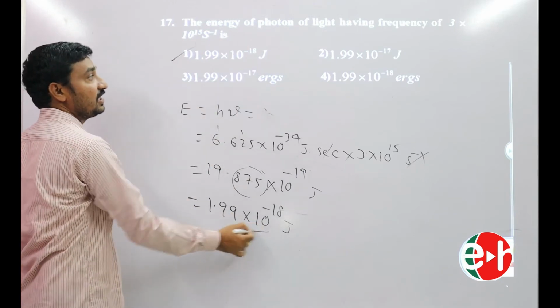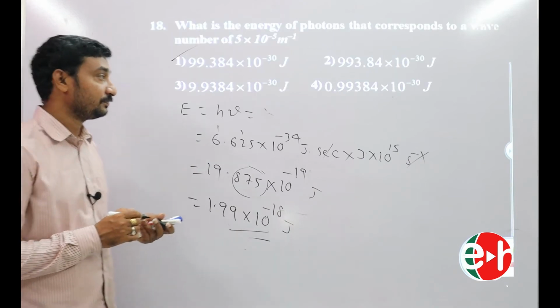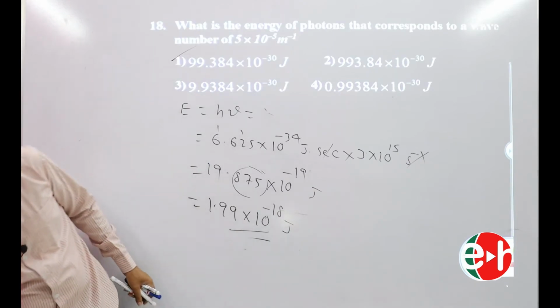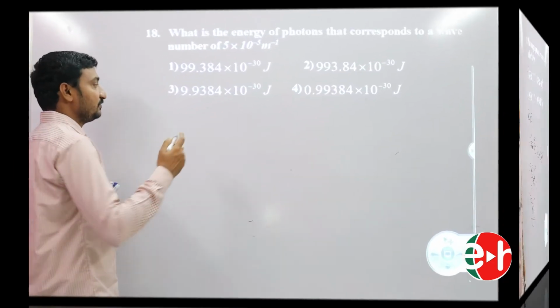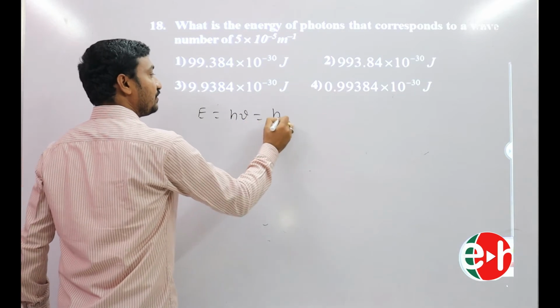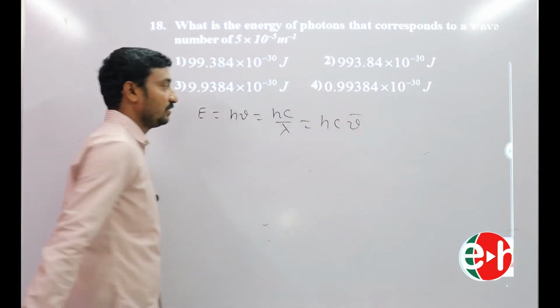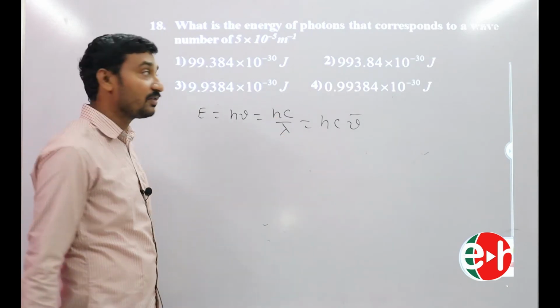Hence the first one is the right answer. Got it? Next one, direct formula based. E is equal to h nu, that is equal to hc by lambda, that is equal to hc nu bar, because 1 by lambda is equal to nu bar, the wave number.